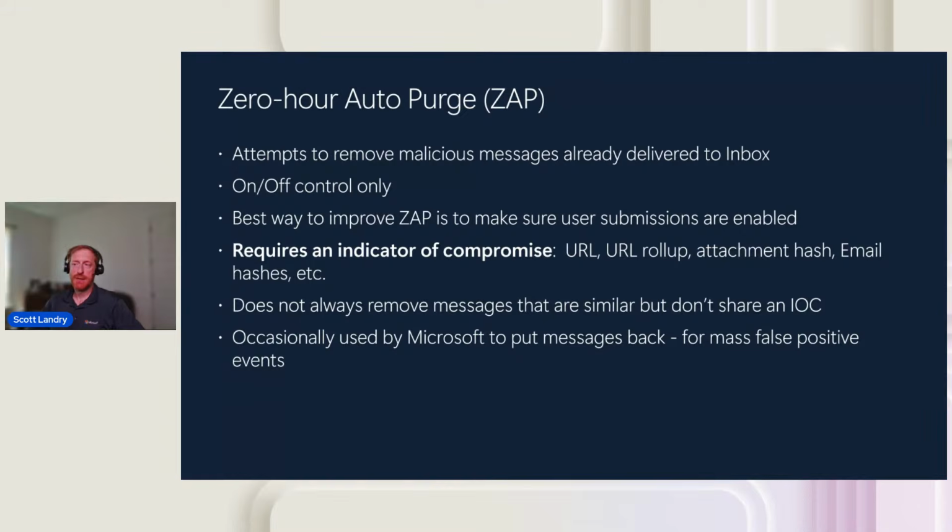We also use it at Microsoft to put messages back when we get it wrong from a false positive standpoint. If we have a mass false positive incident, we will typically use what we call reverse zap, or put the messages back. And we'll do so in a safe way where we reanalyze all those messages to make sure there's not some other threat. Even if there was one IOC that caused us to wrongly convict the message, there may be other IOCs in that message, and we need to check those as well.